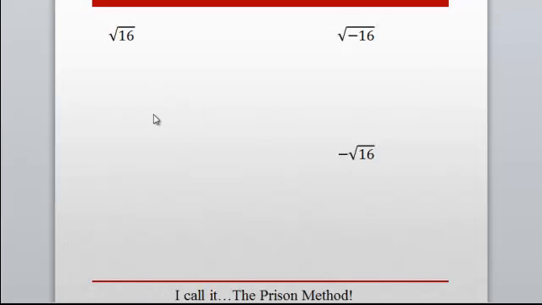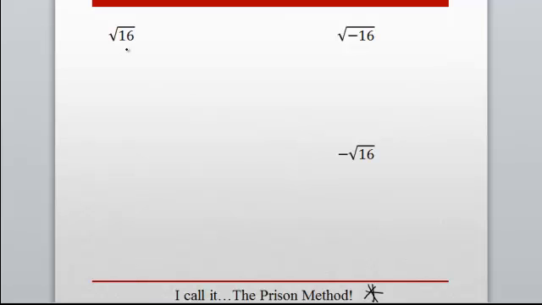Okay, now I know that you guys already know how to find square roots on your calculator. So I want to show you something that one of my students taught me a long time ago, and that's called the prison method. Now I want to warn you, it's pretty morbid, but it really works, and it helps a lot of people understand.